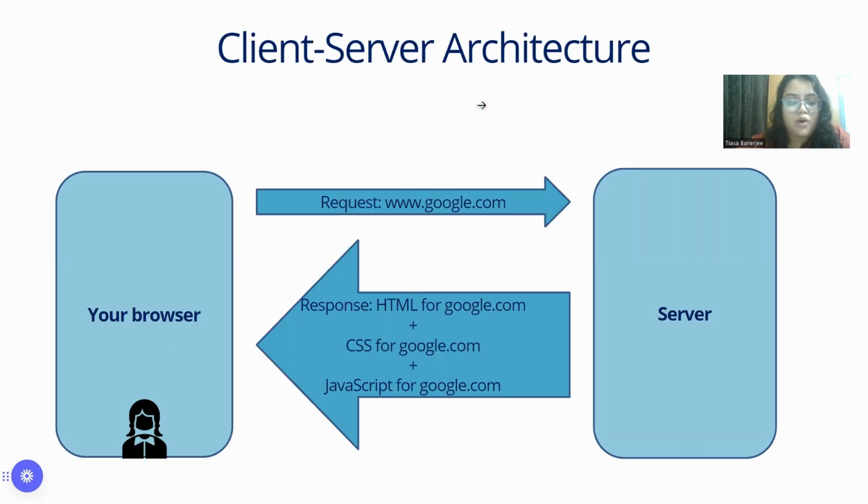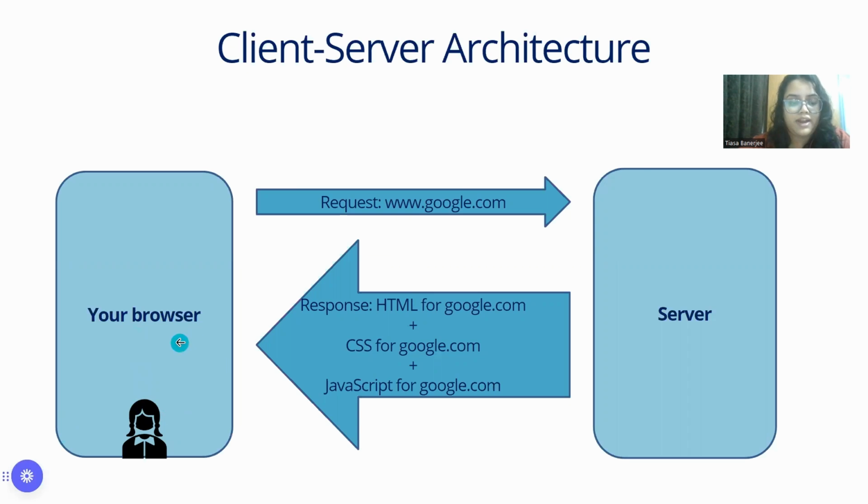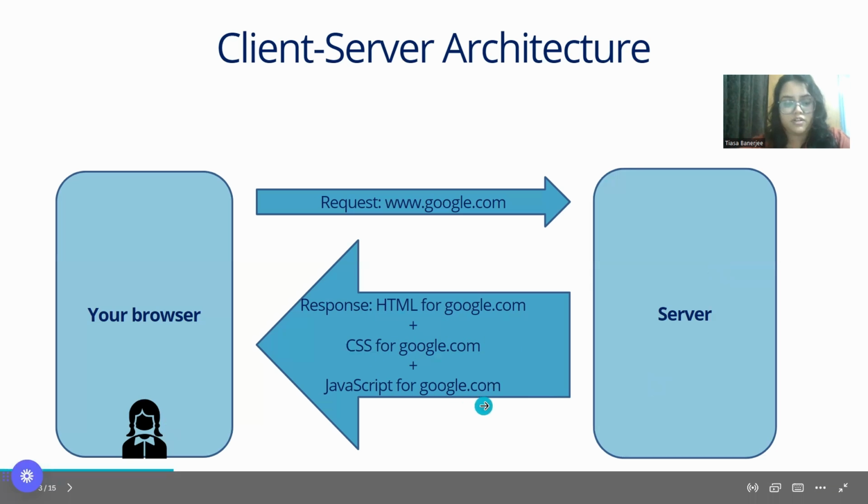To understand how HTML, CSS, and JavaScript work, let us look at the client server architecture. This little girl here is you. When you want to open google.com, you enter that on your browser, which could be Google Chrome or Internet Explorer. The browser sends a request to a server at a remote location for www.google.com, and the server sends back HTML for google.com plus CSS for google.com plus JavaScript for google.com, and that is what you see on your page.